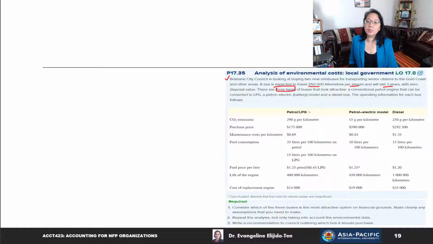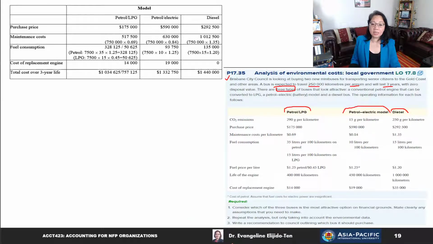The conventional petrol engine that can be converted to LPG, the petrol electric model, and the diesel. The operating information for each of the buses is provided here in the table below. So the first requirement asks us to consider which of the three buses is the most attractive on financial grounds. And we are asked to state clearly any assumptions that we need to make.